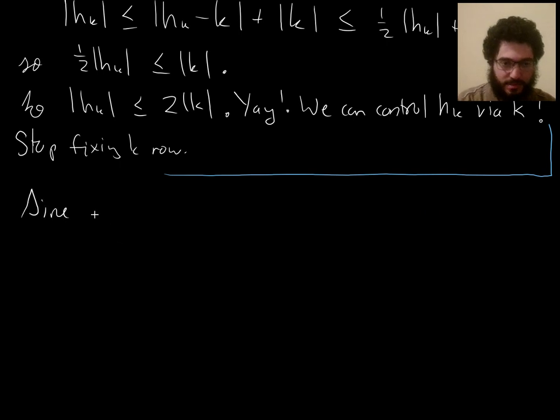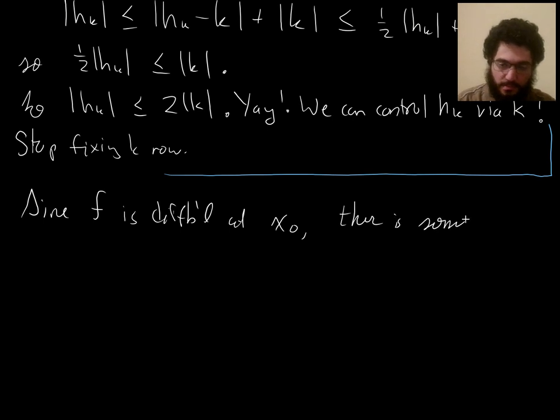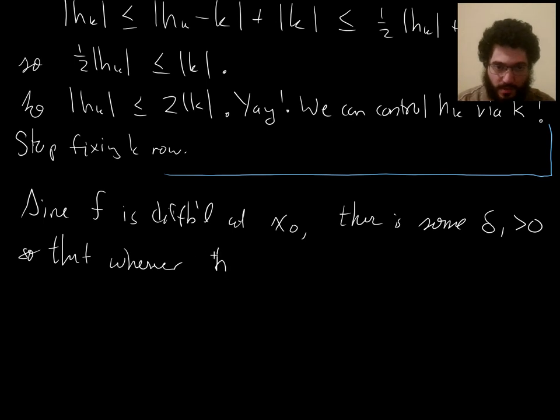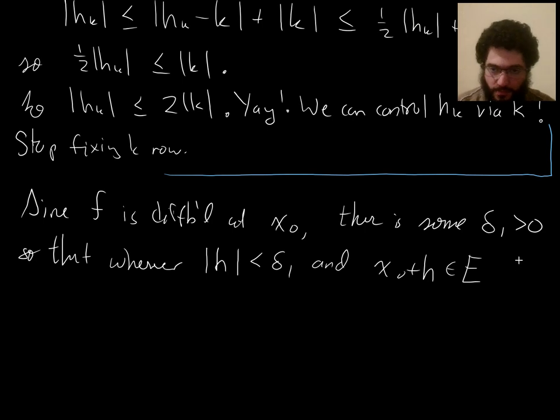Okay, so remember we have fixed epsilon greater than 0 already, and we're trying to find delta. So since f is differentiable at x0, there is some delta 1, I'm going to call it, because that's not exactly going to be our delta, but there's some delta 1 greater than 0, so that whenever a displacement vector h is smaller than delta 1 in such a way that x0 plus h is in E or U, doesn't really matter.